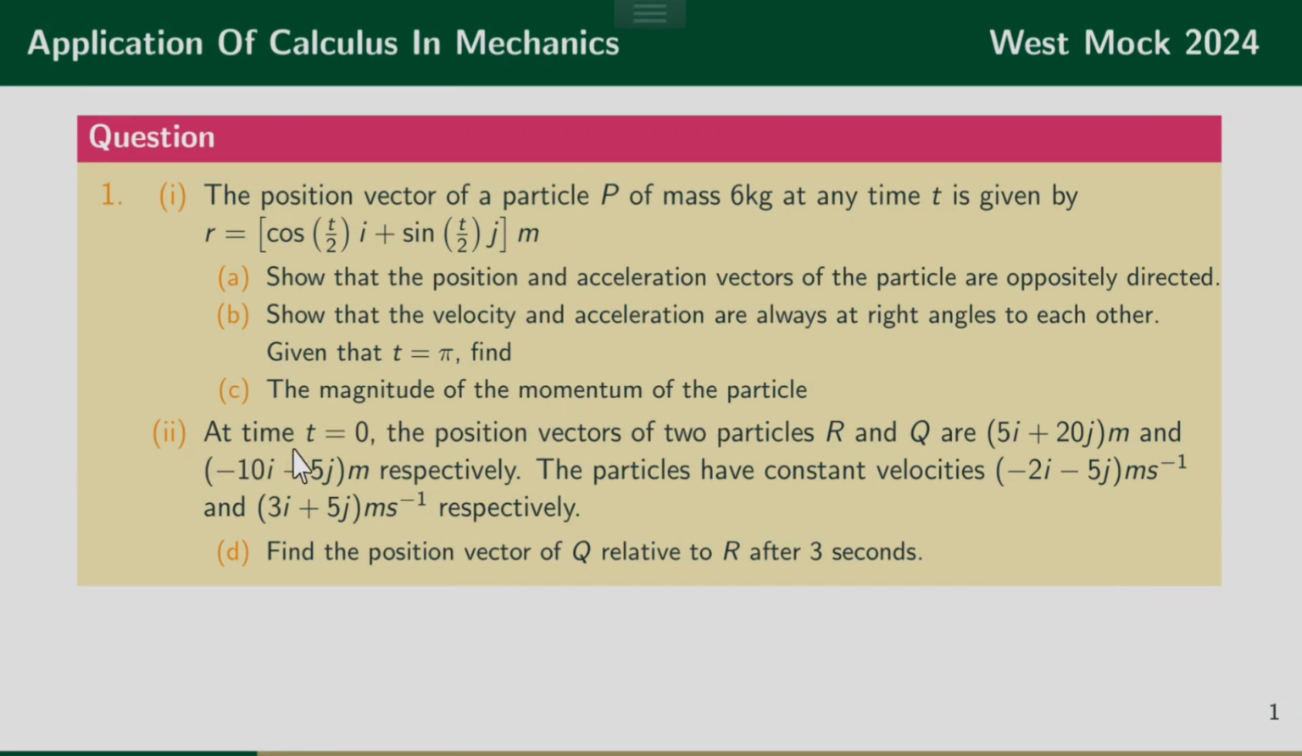Roman 2. At time t equals 0, the position vectors of two particles R and Q are 5i plus 20j meters and negative 10i minus 5j meters respectively. The particles have constant velocities, negative 2i minus 5j meters per second and 3i plus 5j meters per second respectively. Find the position vector of Q relative to R after 3 seconds.